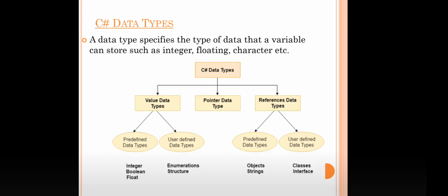Reference type means objects are stored in it. I have also written predefined types like integer, boolean and float, user defined like enum and structures. Reference types are objects and strings, and the user defined ones are classes and interfaces. Value data types are short, int, char, float, double, etc. And second, reference data types are string, classes, objects, and interfaces. And the pointer data types are pointers, which are not present in Java, friends. Then okay, data types is done.